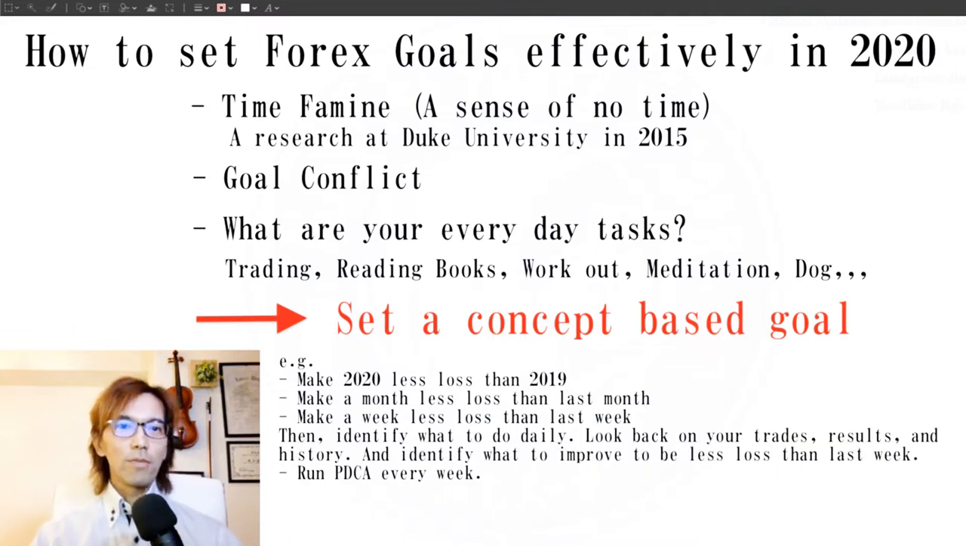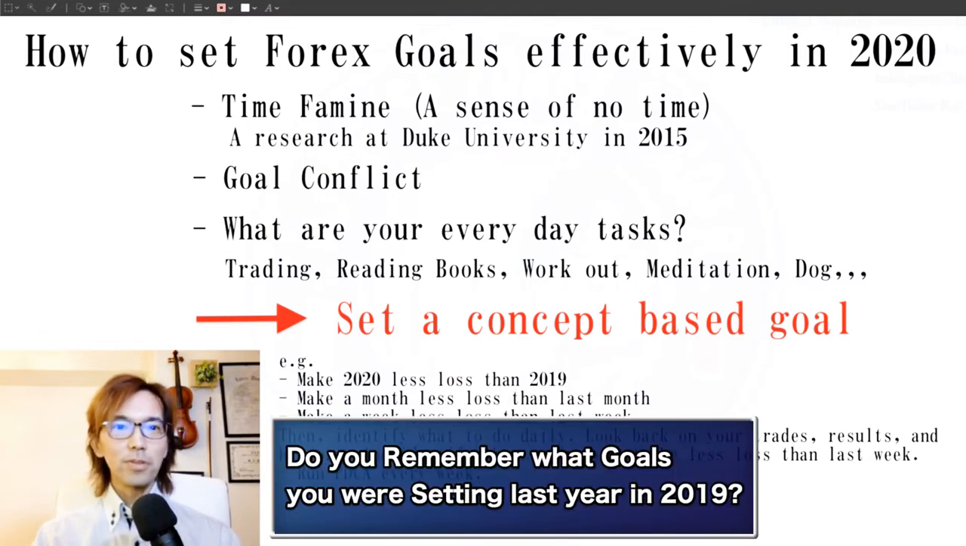So the next question, let me ask another question. Have you been able to achieve your goal in 2019? Or first of all, do you remember what kind of goals you were setting in the beginning of 2019? How many of you still remember what goals you were setting in the beginning of last year? If you still remember, just type yes. If you forgot what your goals were in 2019, say no. Can you remember what kind of goals you were setting last year, and if you have achieved those goals or not?